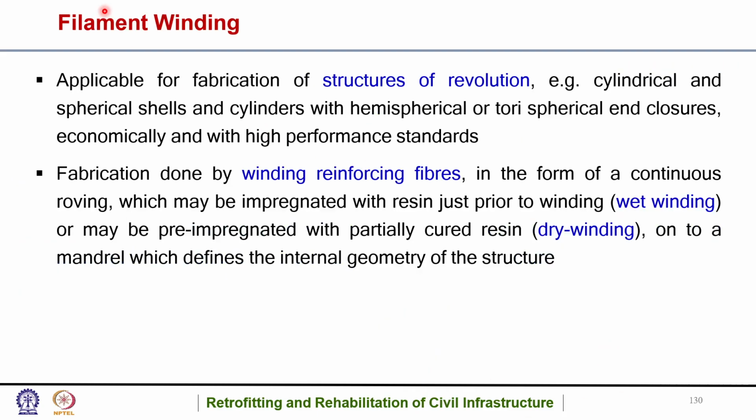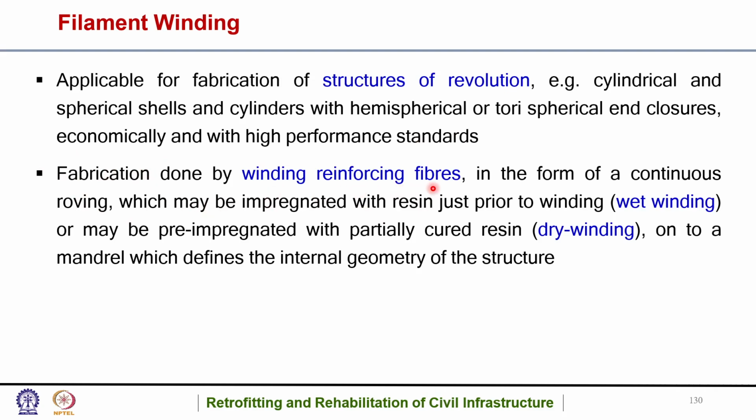Next, let us understand filament winding. This is applicable for fabrication of structures of revolution. Example: cylindrical and spherical shells, and cylinders with hemispherical or toroidal closures, economically and with high performance standards.